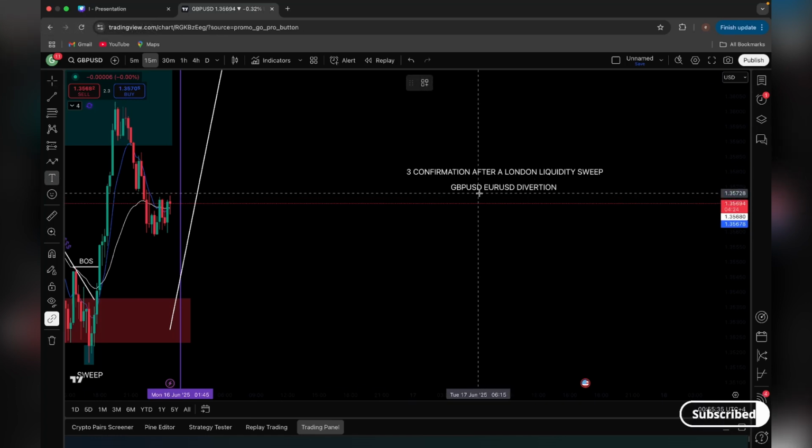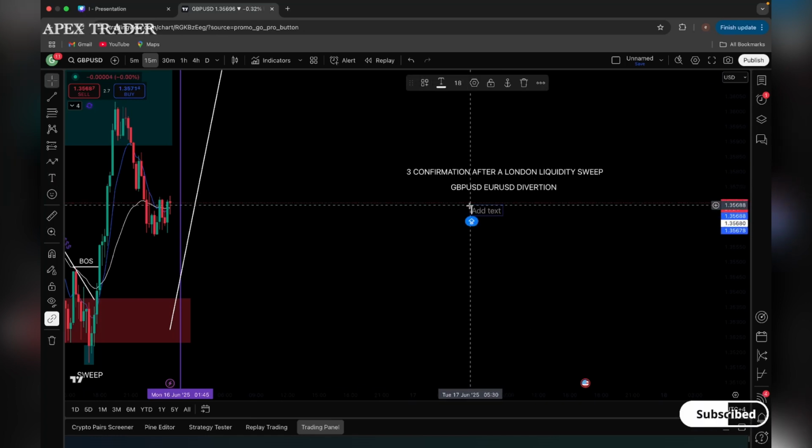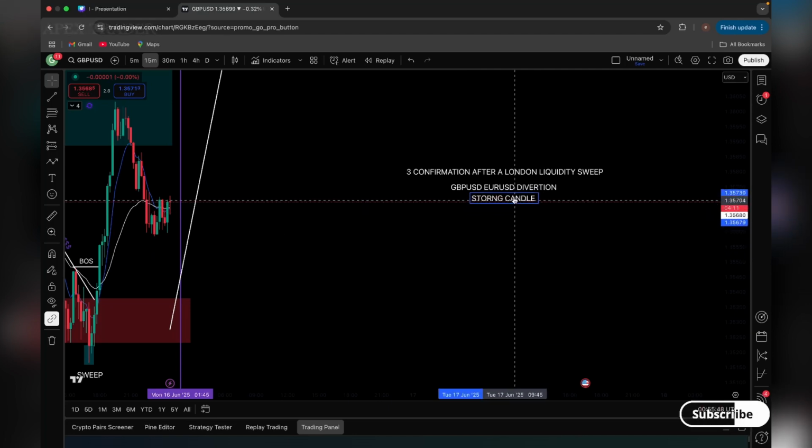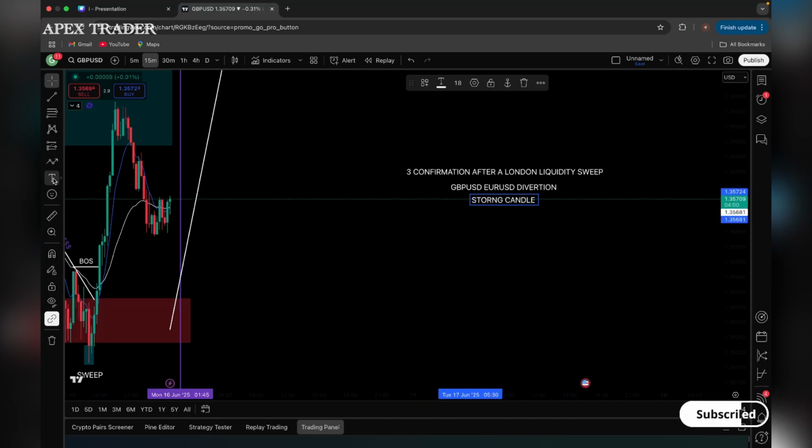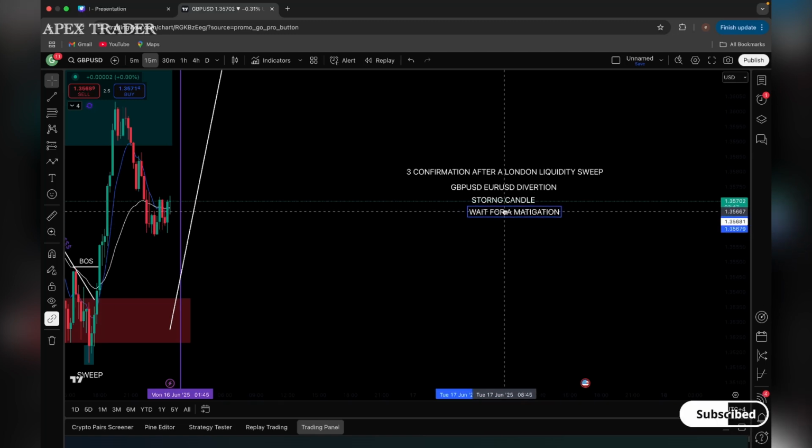Second confirmation. It's so easy. Strong candle. I'm writing this. You need 3 confirmations after a London liquidity sweep, and that liquidity sweep should be good. And then wait for a mitigation after.